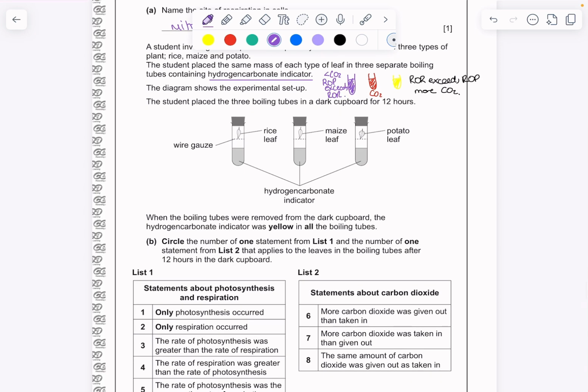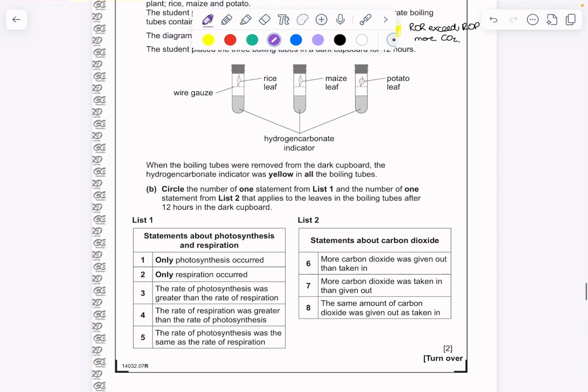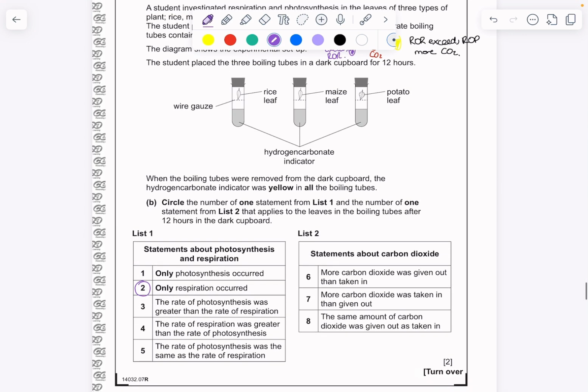Circle the number of one statement from list 1 and one from list 2 that applies to the leaves in the boiling tubes after 12 hours in a dark cupboard. So we already said only respiration is happening because it can't photosynthesize without light. So number 2 for list 1, and then for list 2 we've got: more carbon dioxide was given out than taken in, more carbon dioxide was taken in than given out, or the same amount of carbon dioxide was given out as taken in. We already know the setup here for yellow, there's more CO2 given out, so it's going to be statement 6.